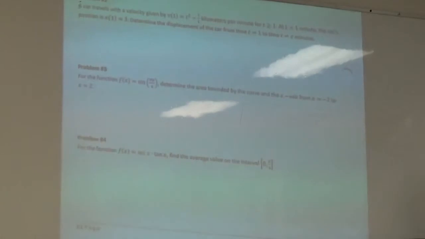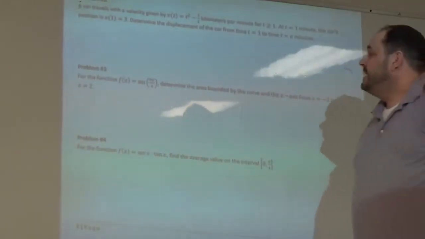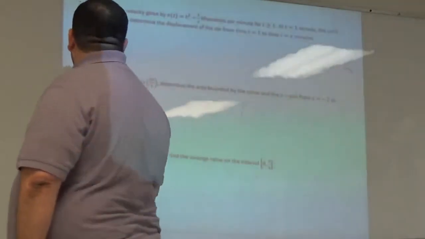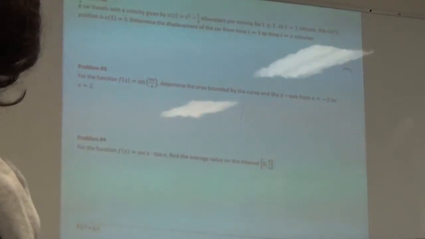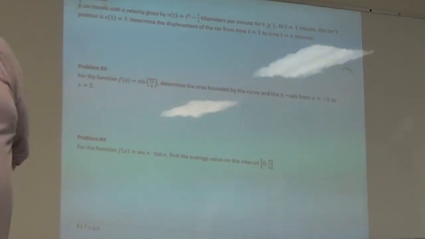Problem number 2, a car travels with a velocity given by v of t equals t squared minus 1 over t kilometers per minute for t greater than or equal to 1. At time t equals 1, the car's position is x of 1 equals 3. Determine the displacement of the car from t equals 1 to t equals e minutes. Why don't you have a strategy conversation with somebody near you? What are you going to do?